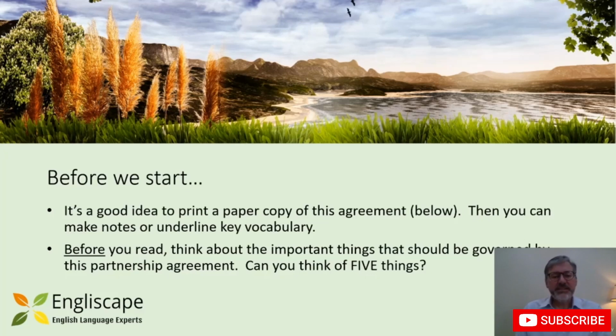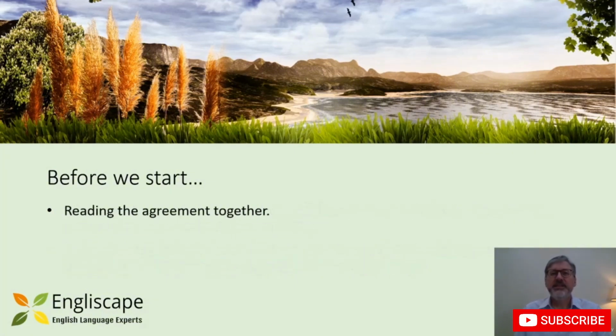Before you read, think about the important things that should be governed, that means controlled, by this partnership agreement. Can you think of 5 things? 5 things that should be in this partnership agreement. For one example, you could have the starting date of this partnership agreement. When was it executed?